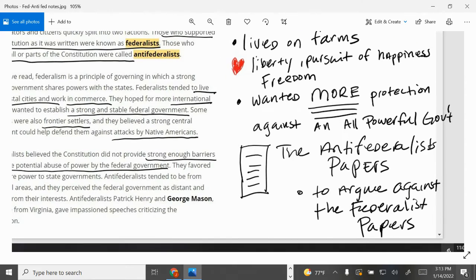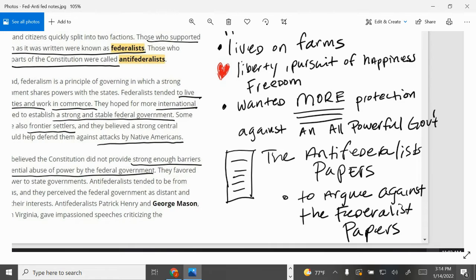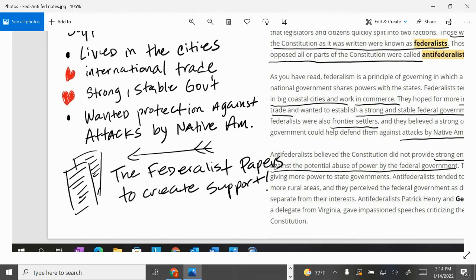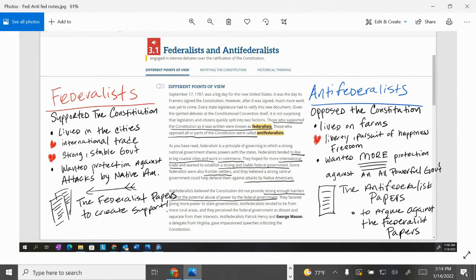So, in order to persuade America, because they needed to approve this Constitution and they needed most of the states to do it, the Anti-Federalists wrote the Anti-Federalist Papers. Basically they used that paper to argue against the more popular Federalist Papers over here at the bottom. The Federalist Papers showed up in national papers all over the country. It got large support from business owners and things like that. Those are some of the differences.